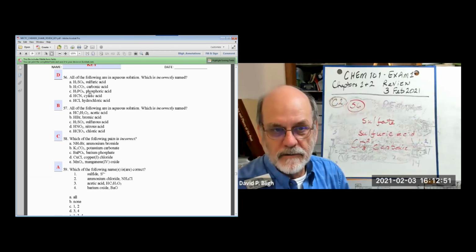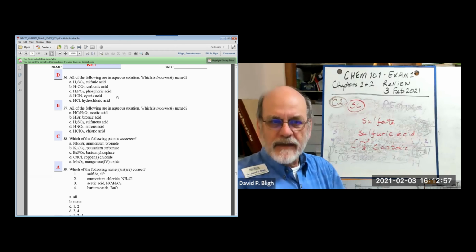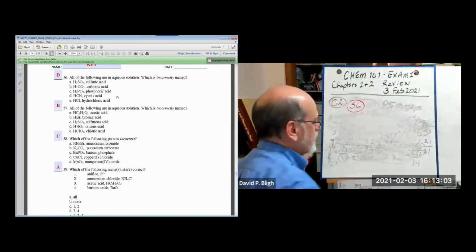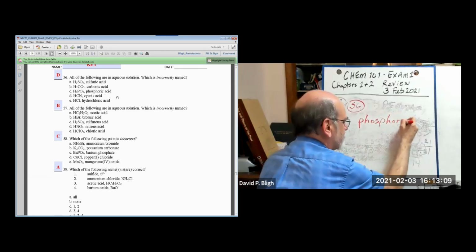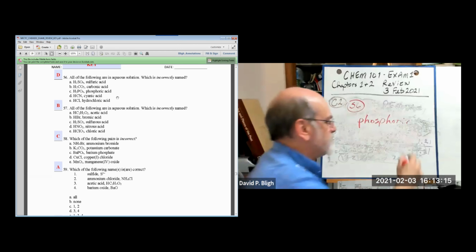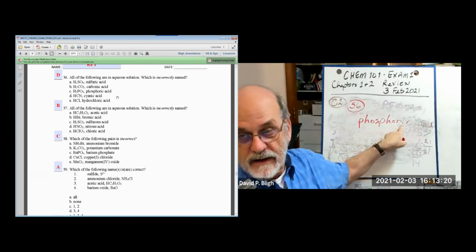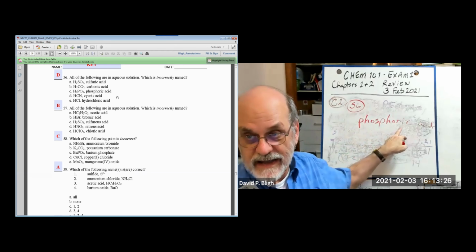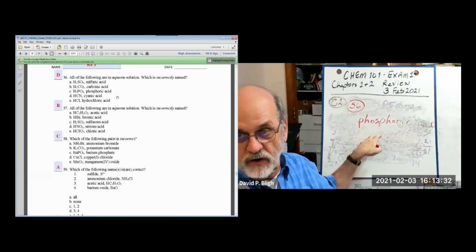How about the other one, H3PO4, phosphoric acid? That is correct, by the way. When we say phosphoric, how do you work that back to a formula? You look at this. There's no hydro there, so it has oxygen in it. And phosphoric was derived from ate, so phosphate was the original anion in this one.